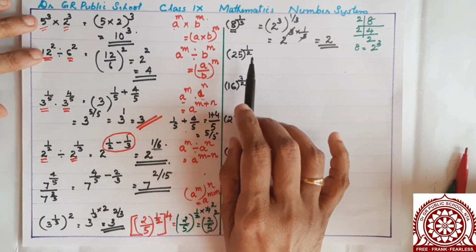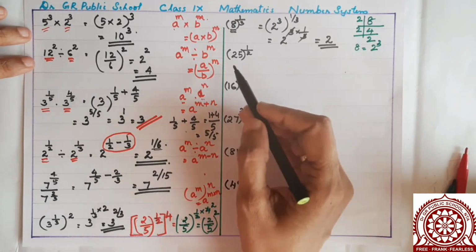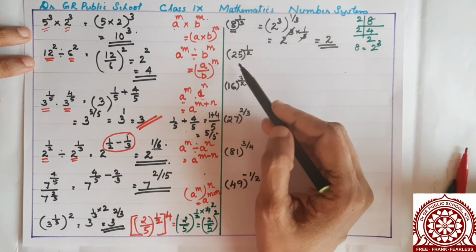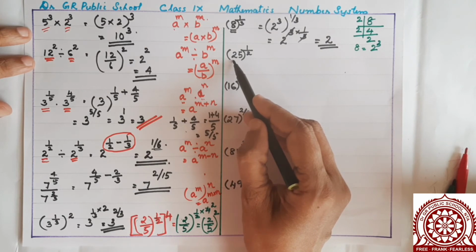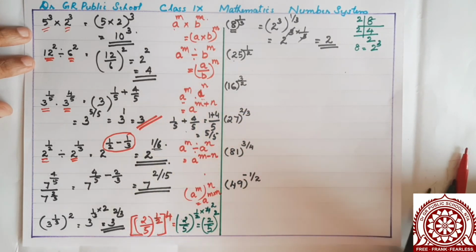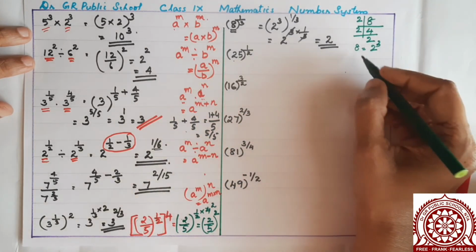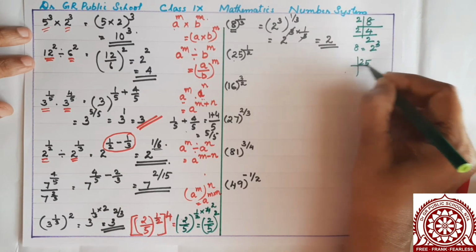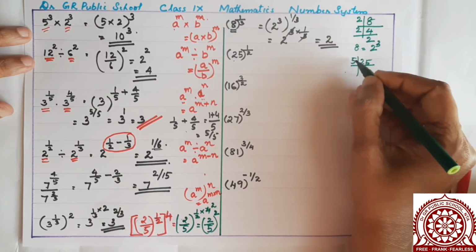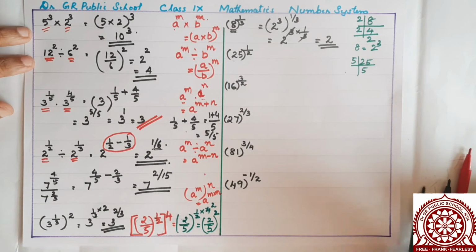25 raised to 1 by 2. Okay. In this method, what we can do? We have to do the prime factorization of 25. What is the prime factorization of 25? We can take 5 and 5. So, 25 is 5 raised to 2.